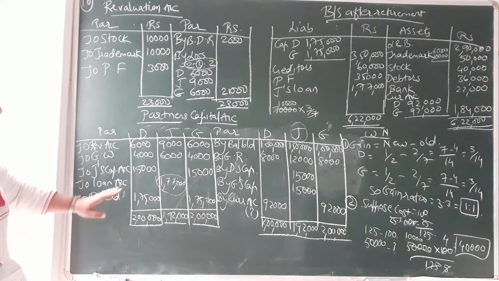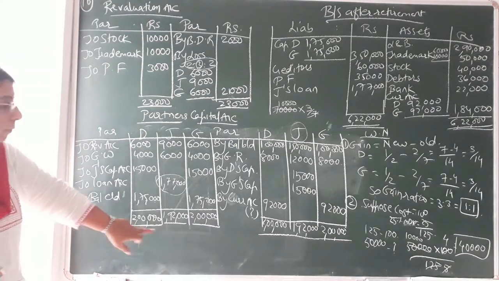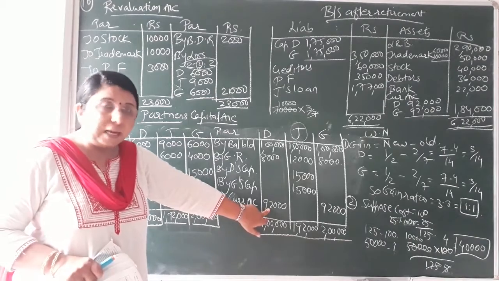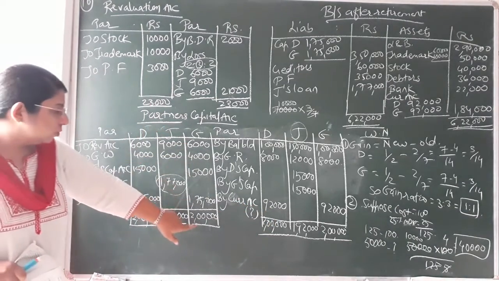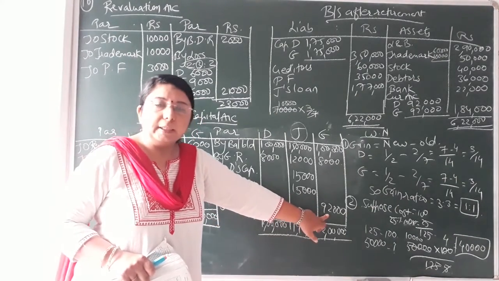So let's close the account first of D. The total is coming to rupees 2 lakh. Both sides I have written 2 lakh. The difference comes on the credit side, so it is a debit balance, that came to 92,000. In the same way for G, the total is coming to rupees 2 lakh. Difference on the credit side is rupees 92,000.